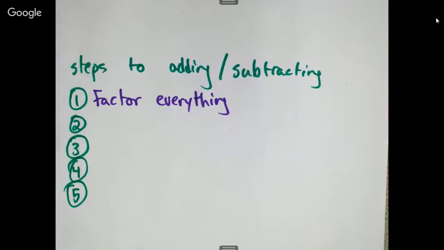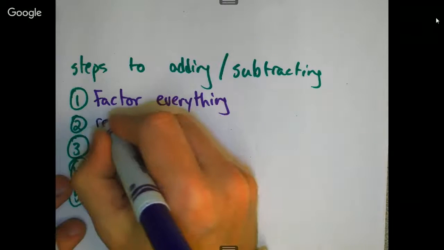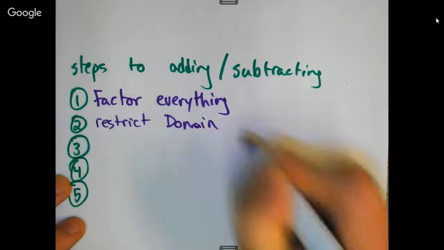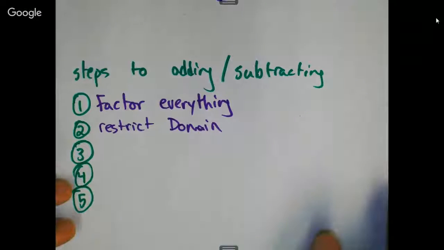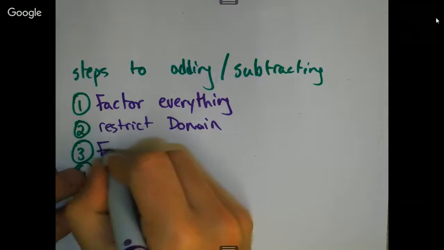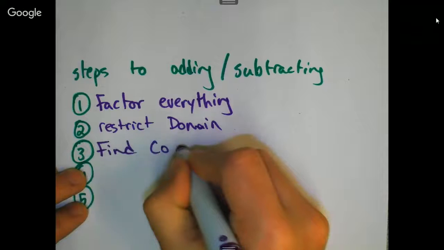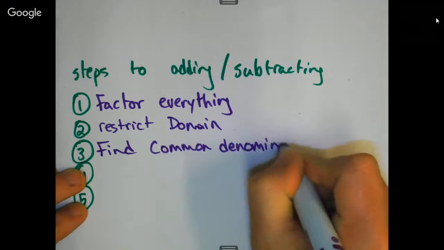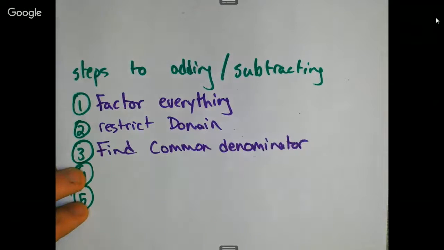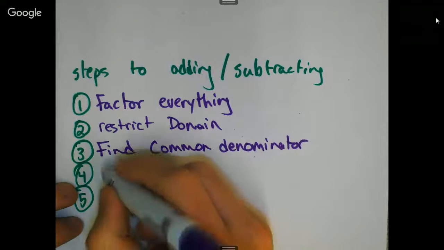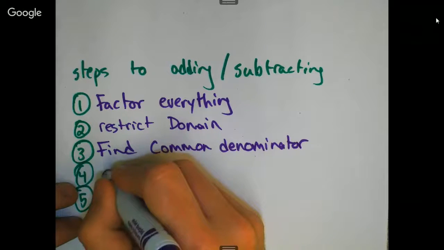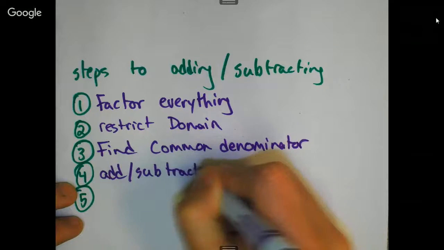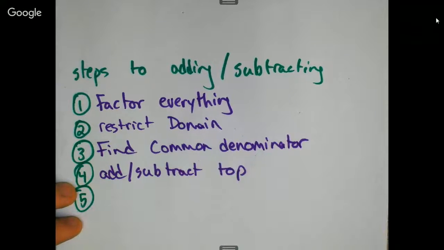Okay. Step 2 will be restrict domain. Okay. Step 3 will be find common denominator. Okay. Step 4 will be add or subtract the top, or the numerator.